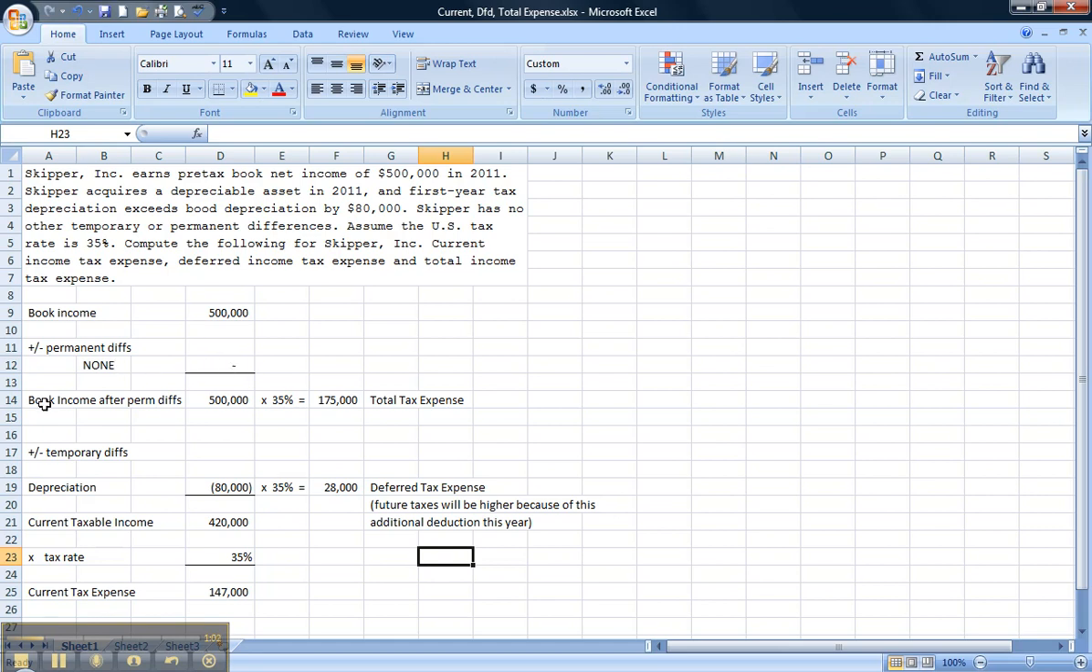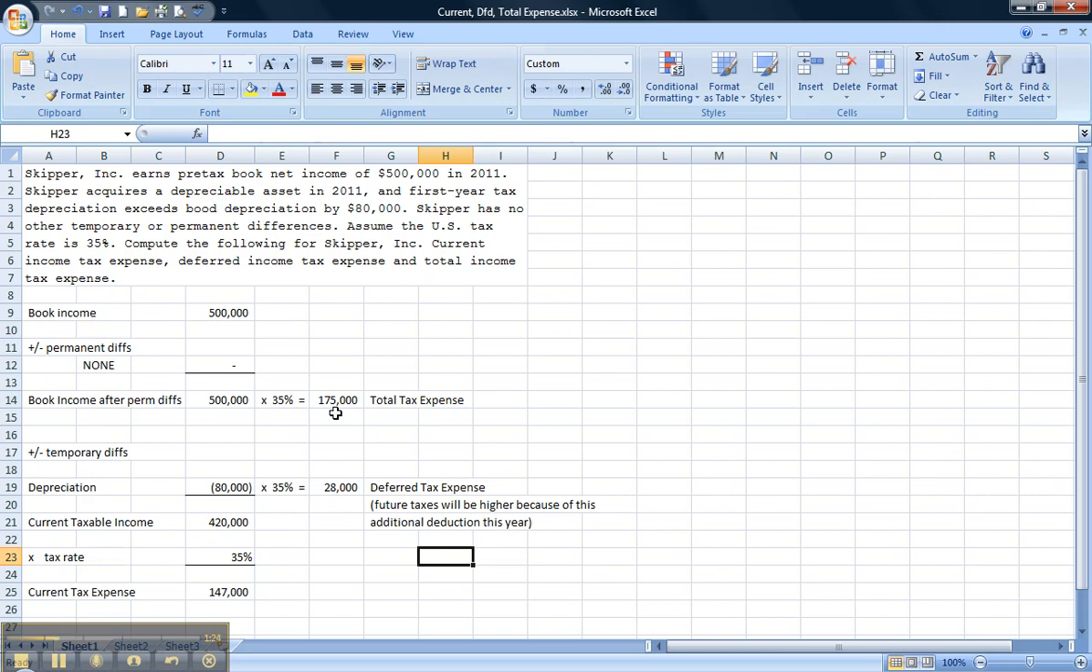And so we then have a book income after perms of $500,000. The total tax expense is just this number times whatever the tax rate is, in this case 35%. So this is the total expense. Now what we've got to do is figure out the current piece and the deferred piece. So the current piece is going to tell us what we expect to pay in taxes this year.